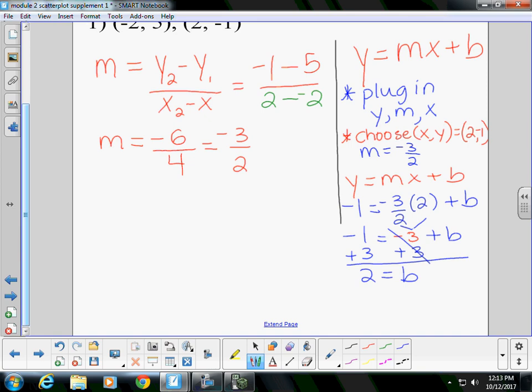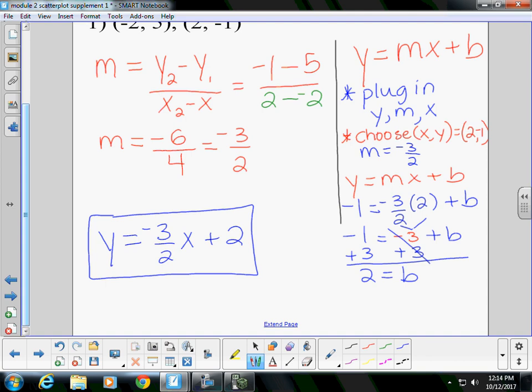Okay, so now I have my slope, my m, and I have my b. So now I'm ready to write the equation. And the equation is y equals -3/2 x plus 2. Okay, that's the first example.